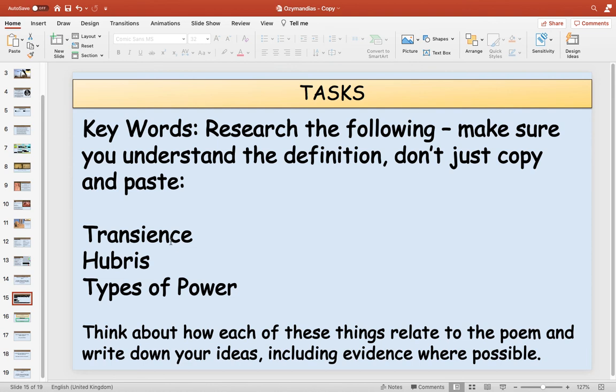So I want you to think about transience and find the definition for that. Make sure you understand what that means. And I want you to reread the poem and think about how transience is a part of the poem. Same goes for hubris. And then I also want you to think about the different types of power. Power is not just a one size fits all. There isn't just one form of power. So I want you to have a think about the different types, and they are your tasks for today. So I want you to give them a go.